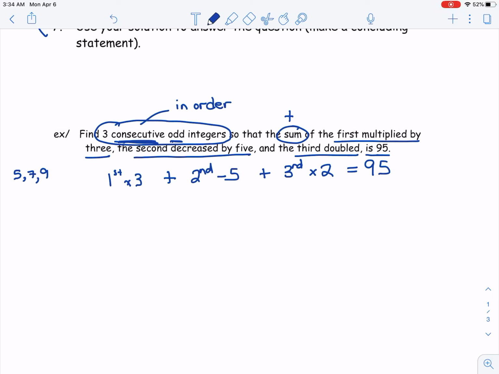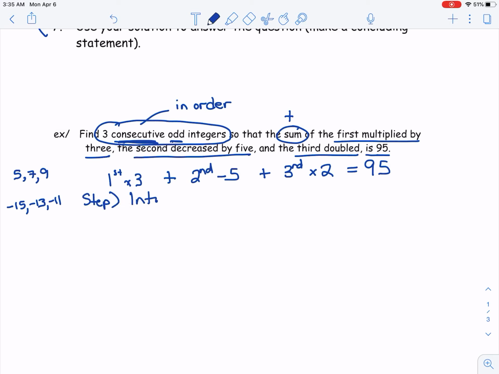So if the first odd integer was, let's say, negative 15, then the second odd integer would have to be negative 13, and the third odd integer would have to be negative 11. Now, right now, we don't know what the answer to this question is, so I don't know if any of these examples are correct. So what we're going to do, the first step, after you understand what the question is asking you to find, the first step is to introduce a variable.